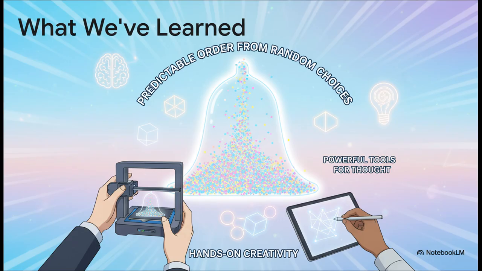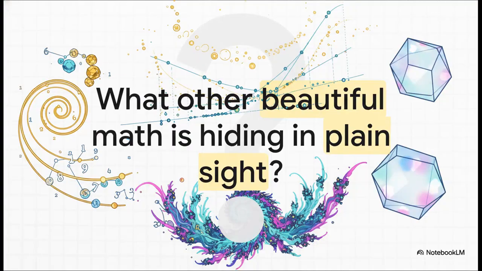First, that a whole bunch of simple, random choices can actually create a predictable and beautiful order. Second, that math isn't just something for textbooks, it's a field for hands-on creativity. And finally, that these physical models are just incredibly powerful tools for thinking. And that leaves us with one final question to think about. If something like probability theory can look this beautiful when we see it in action, what other elegant mathematical truths are hiding all around us, just waiting for us to notice?